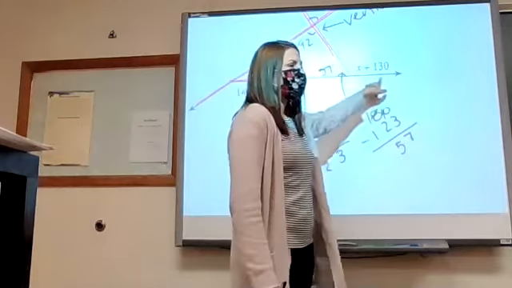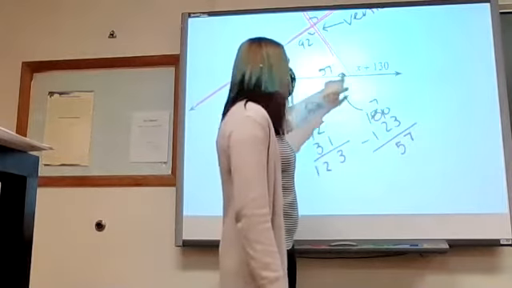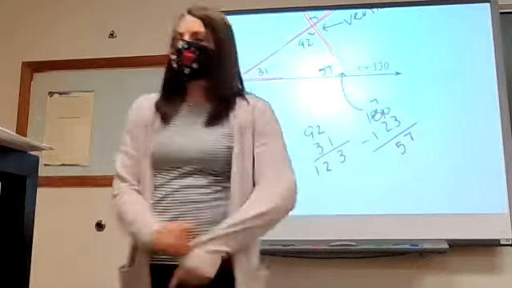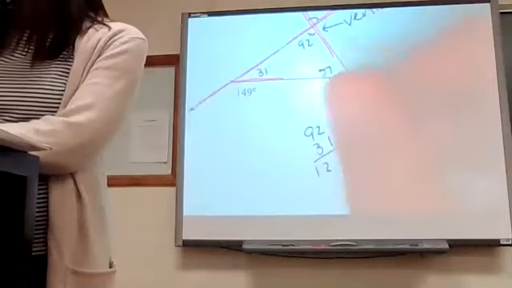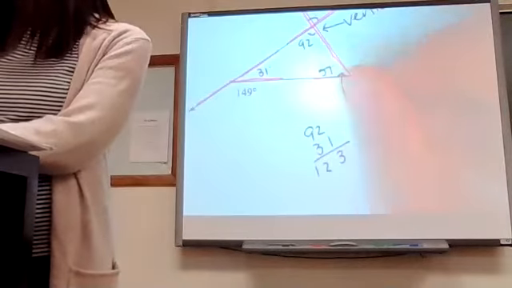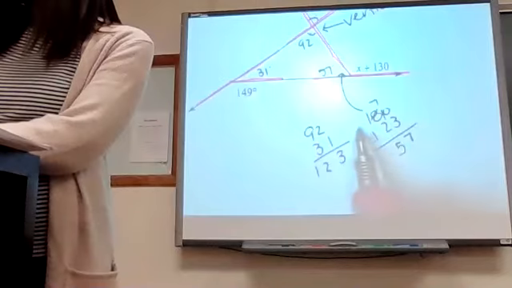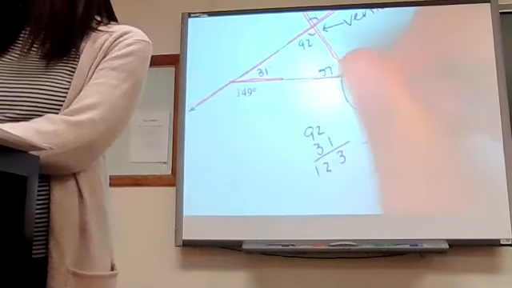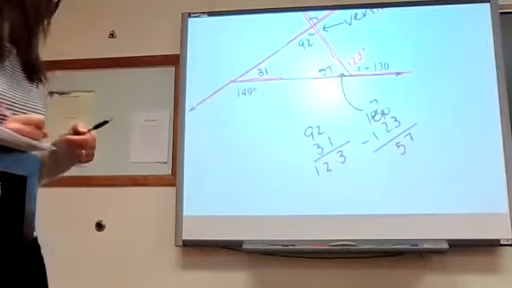Now again, I have a linear pair, and that's how I get over here to x. So I go, okay, well, if this is 57, well, flip this around. If I do 180 subtract 57, that's going to give me that this angle is 123.